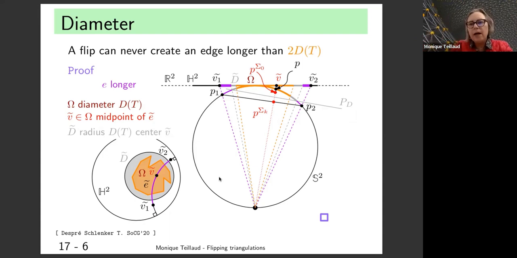If we look in R3, but it's a cut here, we have the inclusion of omega into D here. And then we see the edge is longer. D projects with the stereographic projection onto a circle on the sphere that lies in the intersection of a plane, denoted here as PD, with the sphere. The fact that the edge is longer means that it is lower. So in particular, the midpoint P lies below PD. But since the triangulation is supposed to be convex on the sphere, the point must be above this. So we have a contradiction, and so we cannot have a longer edge.